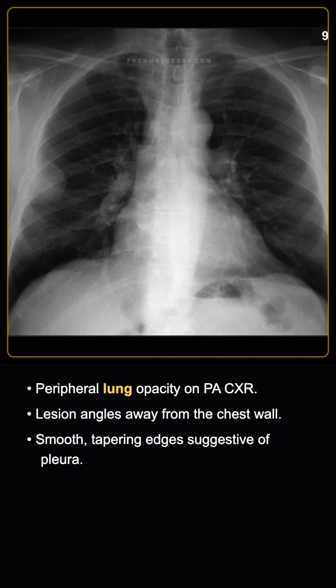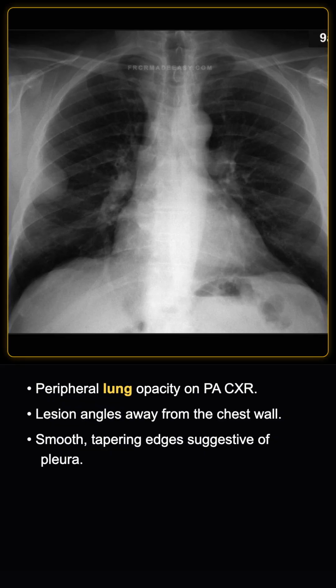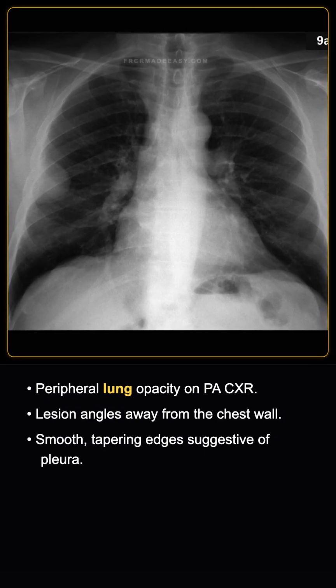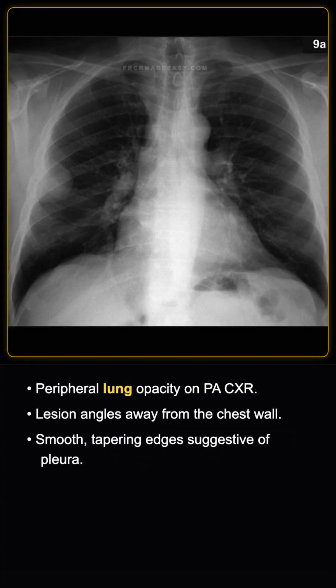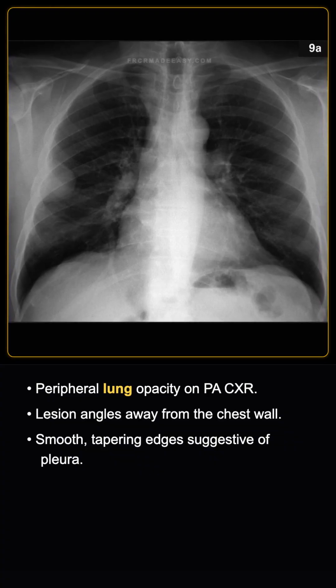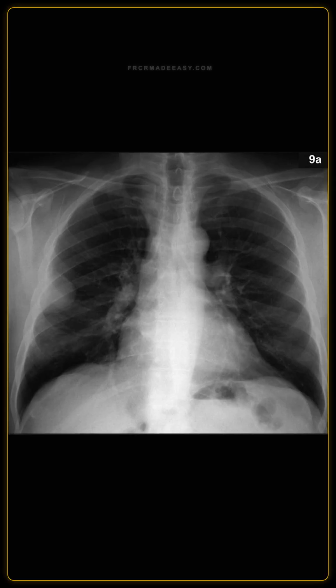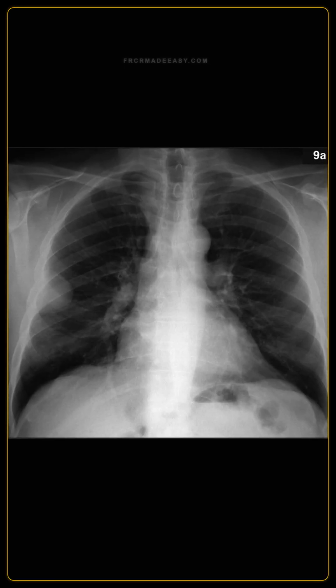Okay, looking at the images, the PA chest radiograph demonstrates a well-defined lesion in the periphery of the right lung. This lesion forms an obtuse angle with the chest wall and shows smooth tapering edges. These findings are characteristic of a pleurally-based lesion. Given this appearance, what is your differential diagnosis for a pleural-based mass?